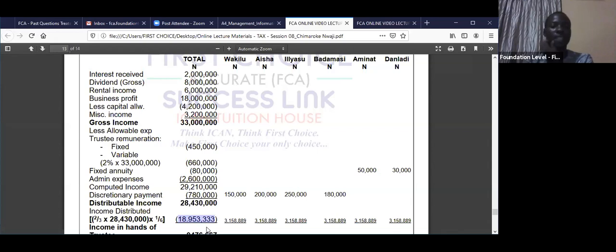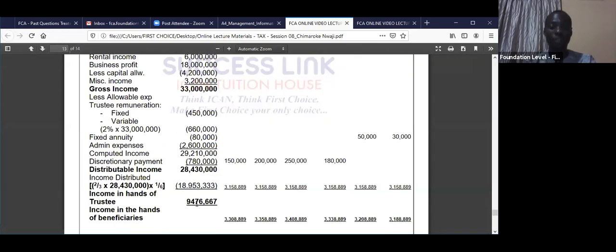So you do the 2/3 of this first. Any answer you get, you put here. Then divide by 6, you put it in all the 6 beneficiaries. So the next thing you do, this remaining one is going to be 1/3 of this, because 2/3 has gone into sharing. This 1/3 will be the remainder, which is the same thing as saying this figure minus this figure will become income in the hands of the trustee.